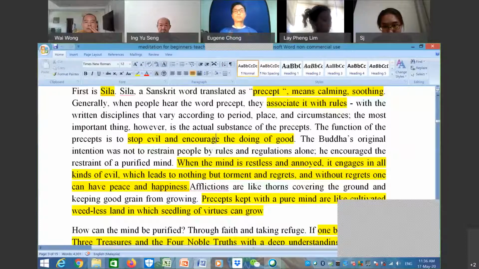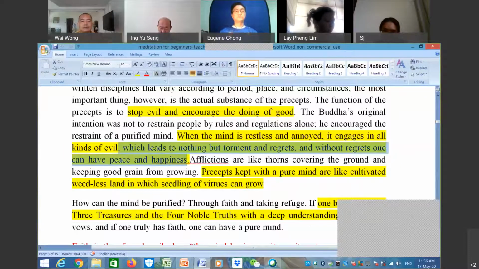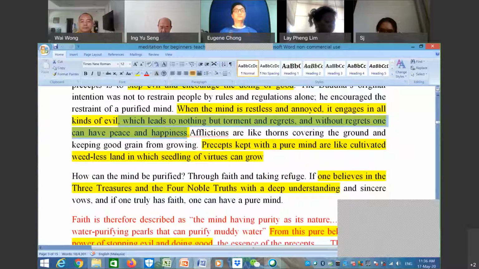The Buddha's original intention was not to restrain people by rules and regulations alone. He encouraged the strength of a purified mind. When the mind is restless and annoyed, it engages in all kinds of evil, which leads to nothing but torment and regrets. And without regrets, one can have peace and happiness.